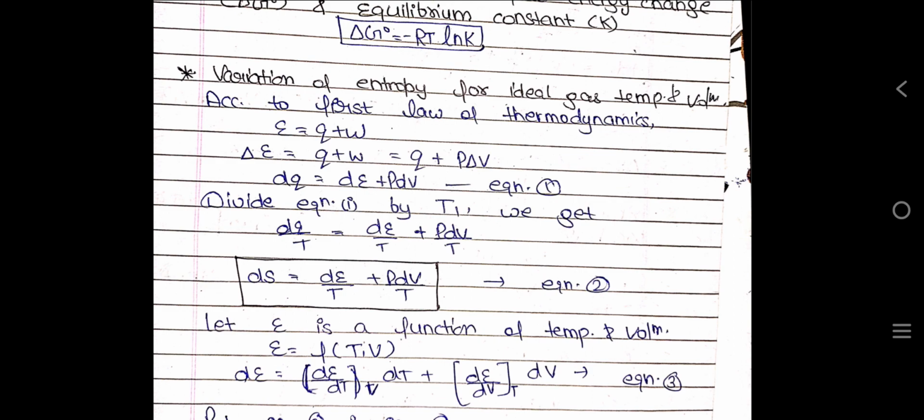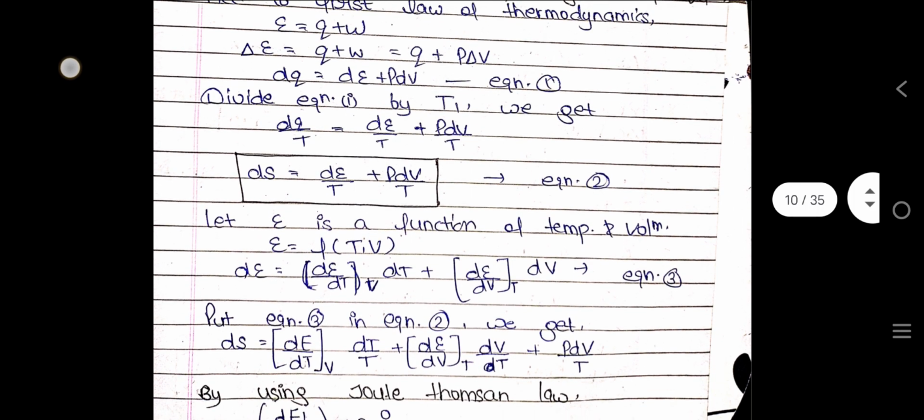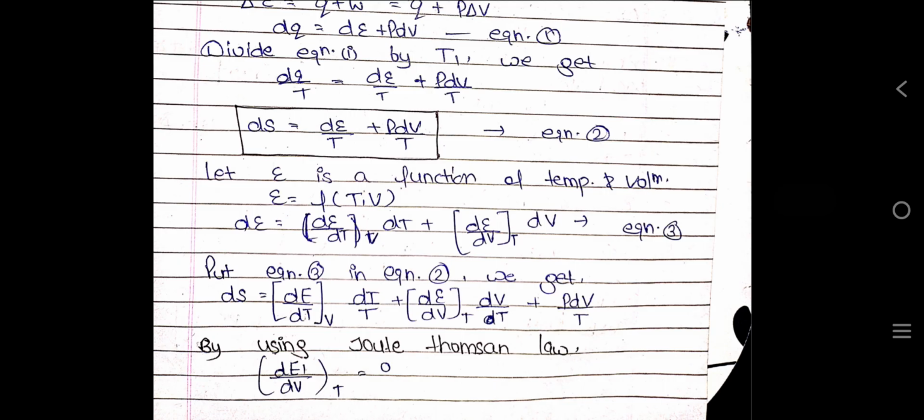Relation between standard free energy change del G naught and equilibrium constant K. Del G naught is equal to minus RT ln of K.